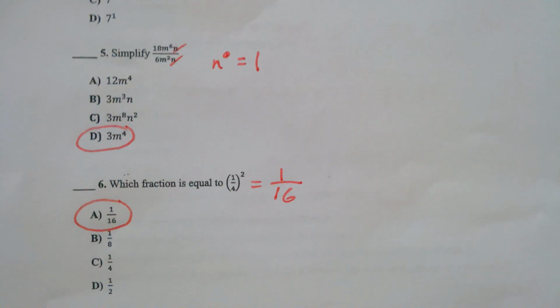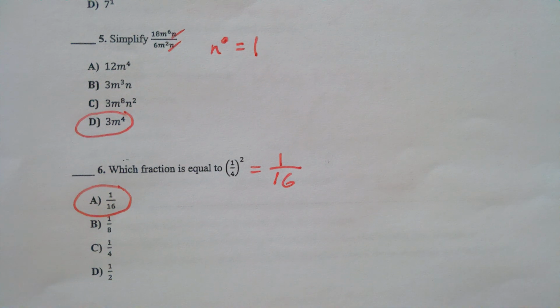Number 6. Okay, the 1/4 is inside the bracket. So again, you are squaring the numerator and the denominator. So it's 1/16 for number 6.